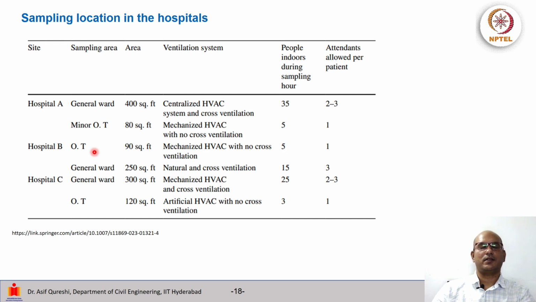In the hospital in the residential area, the general ward had natural ventilation and cross ventilation. The OT had mechanized HVAC with no cross ventilation. In the general ward there were 15 people and 3 attendants, and in the OT 5 people and 1 attendant. In the hospital in the industrial area, the general ward had mechanized HVAC and cross ventilation, with 25 people, and the OT had artificial HVAC, no cross ventilation and 3 people.